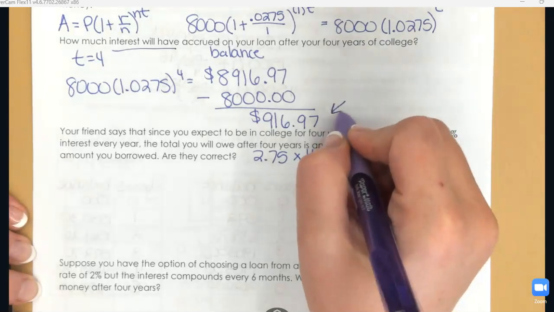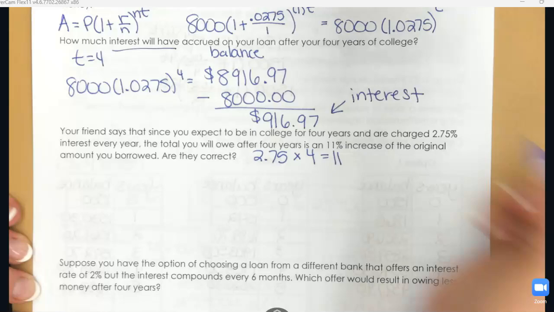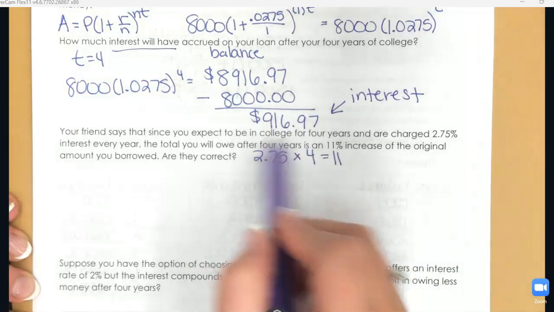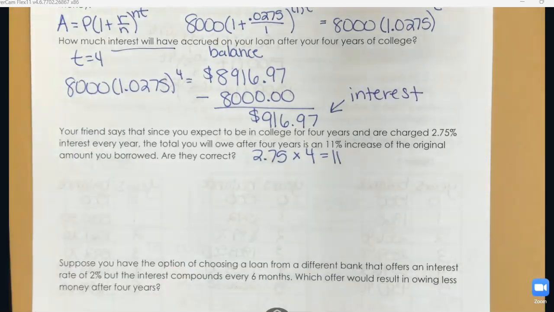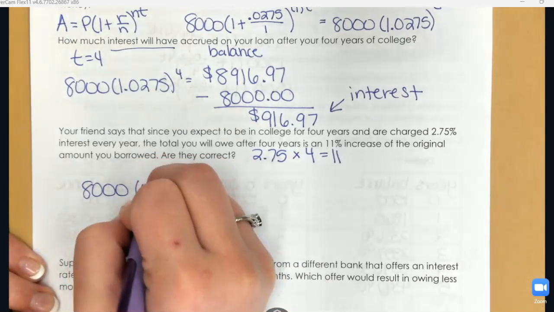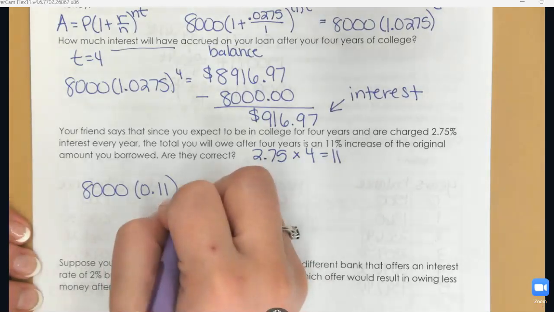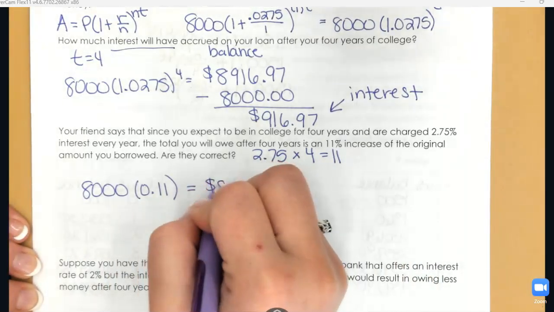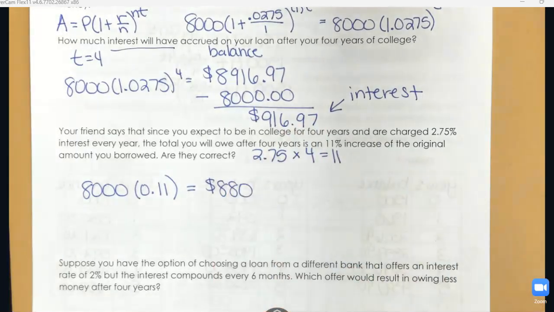We know that the increase we had is this interest amount. So what I need to verify is whether this is 11% of the initial amount I borrowed, 8,000. I can calculate 11% of 8,000 by multiplying 8,000 by 0.11, because 11% as a decimal is 0.11. If I do that, I get $880, which is not equivalent. So your friend is not correct, but let's figure out what percent we actually have.